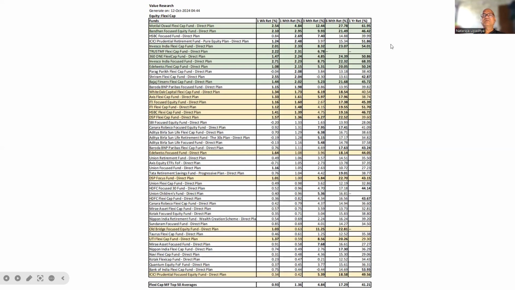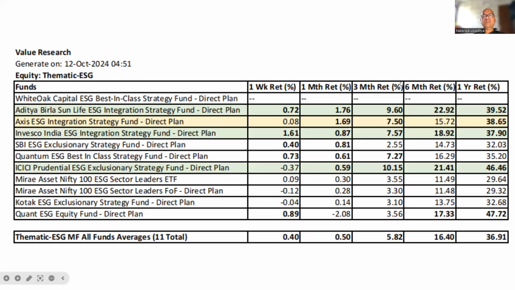Among them, above 60% annual return: Motilal Oswal Flexi Cap Fund, 61.95, and Invesco India Focused Fund, 68.35. Very impressive. And the ones above 2% return for the week are Motilal Oswal Flexi Cap Fund, Bandhan Focused Equity Fund, Invesco India Flexi Cap Fund, Trust MF Flexi Cap Fund, Invesco India Focused Fund. And I'm checking anyone above 2% among amber, none. Okay, so we'll move to the next one.